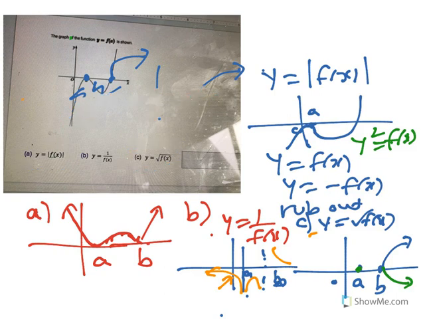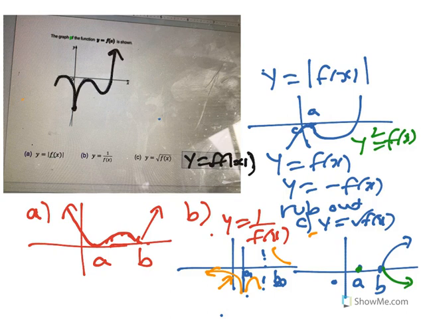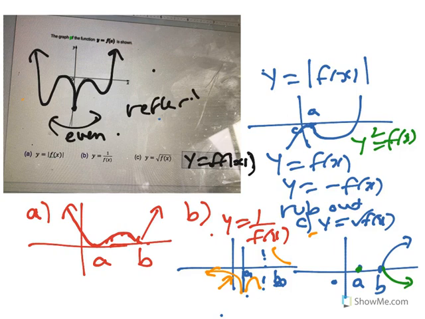And further on that, I know that we don't have it, but if we were asked to sketch f of the absolute value of x, that's an even function, so you keep all the stuff on the right-hand side, and then you just reflect the same thing on the other side, because it is even. And that would be y equals f of the absolute value of x.